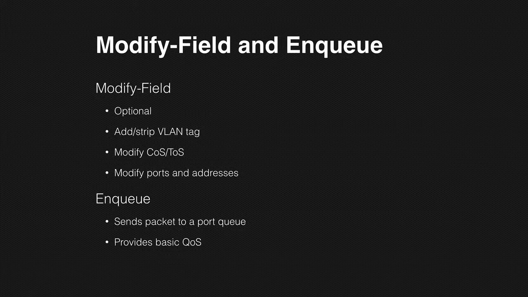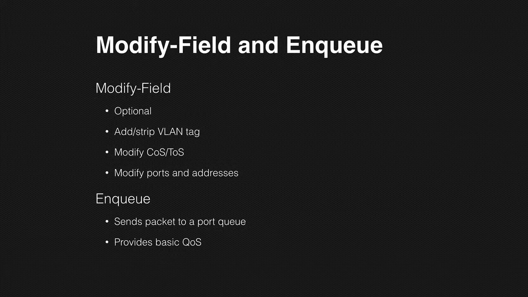It is quite clear what Enqueue does, but modify field is a very powerful tool that, again, unfortunately is a completely optional feature that allows you for a given match to change any packet header entry, be it an IP address or MAC or VLAN header. And actually, this feature is among the most popular ones of the OpenFlow protocol.